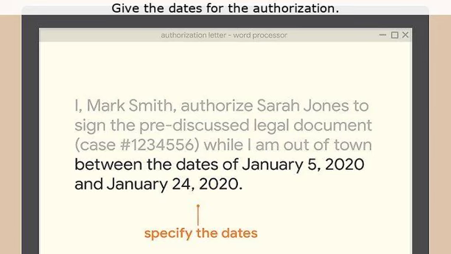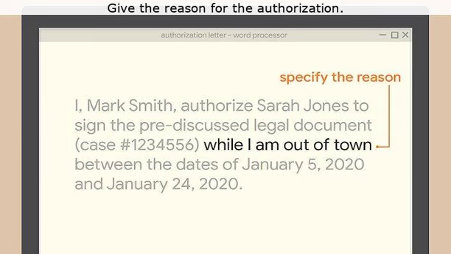In some cases, you may be unsure of the dates, such as if you are authorizing in case of an emergency. For this type of authorization, specify a length of time. For example, you might write, "In the event of an emergency, the proxy has authorization to act on my behalf for 30 days."